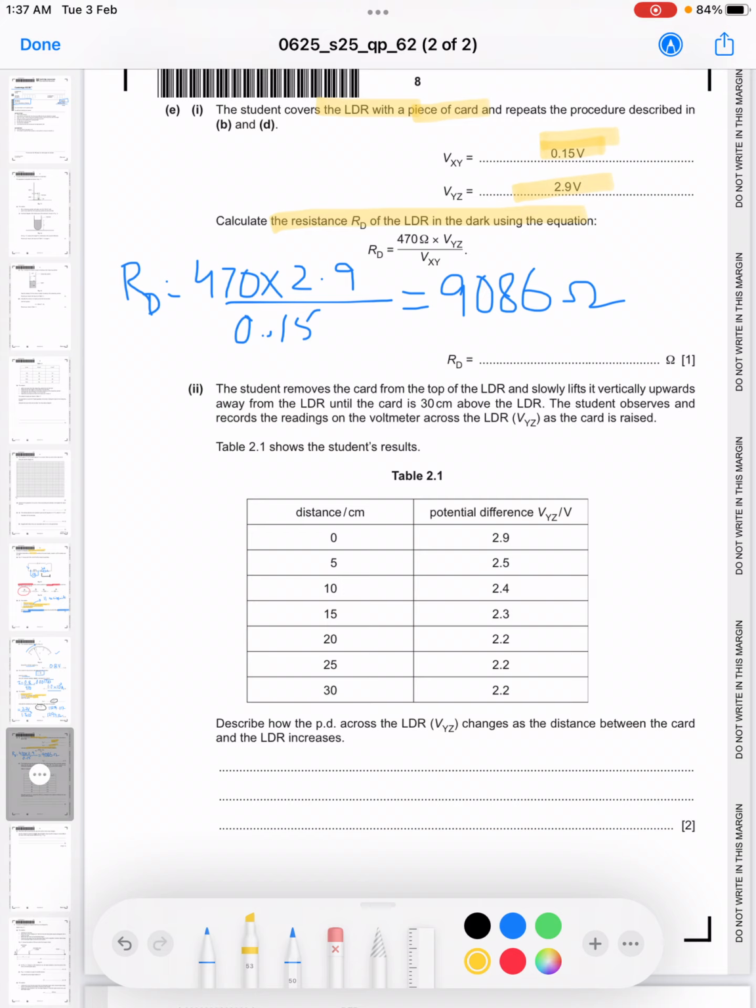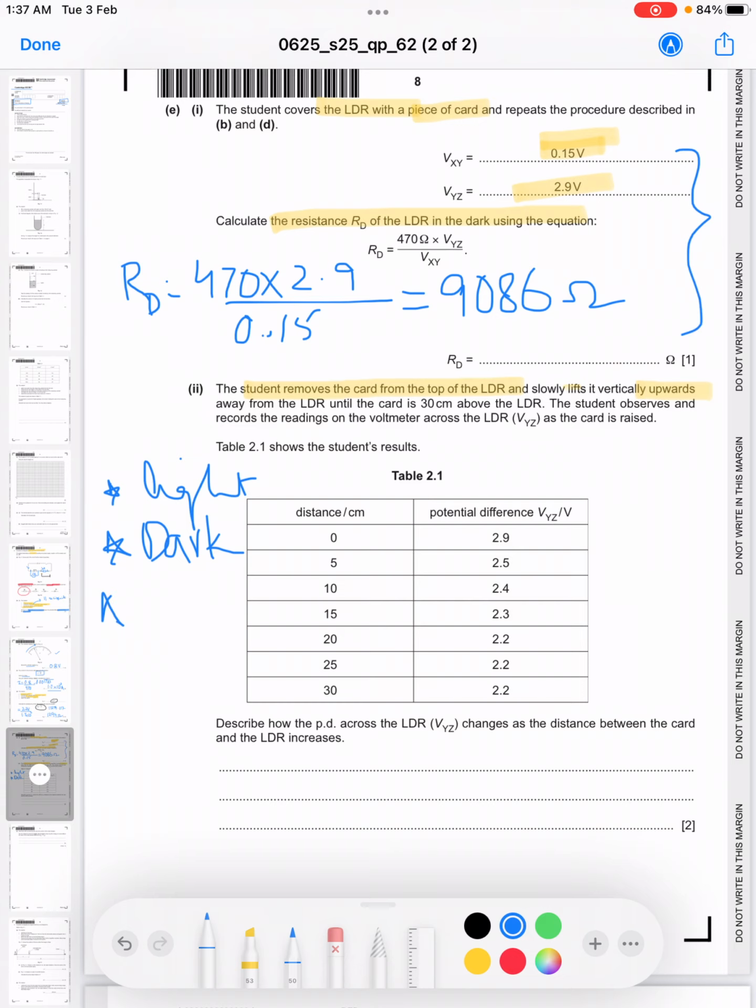Again, read the next part. Student removes the card from the top of the LDR and slowly lifts it vertically upward, right? Means student is removing the card from the top of the LDR. In the previous case, okay, I will again repeat. In the first case, we have light, right? In the second case, we have dark, means the LDR is covered with the piece of a card, and we get this calculation, right?